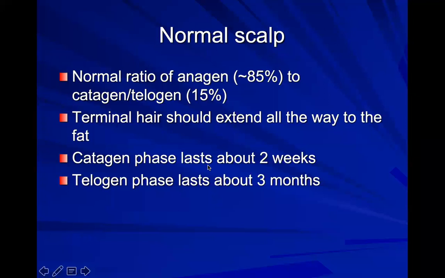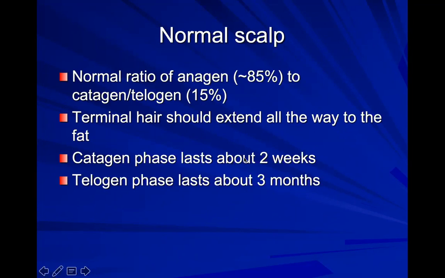Okay, so in a normal scalp, your ratio of anagen to catagen/telogen is approximately 85% to 15%. I clump catagen and telogen together because catagen really only lasts for a couple weeks before it becomes telogen. So there's sort of an indication of the same phase. Normal terminal hair should extend all the way to the fat, like I said. And then telogen lasts about 3 months as opposed to catagen that lasts 2 weeks, which makes sense.